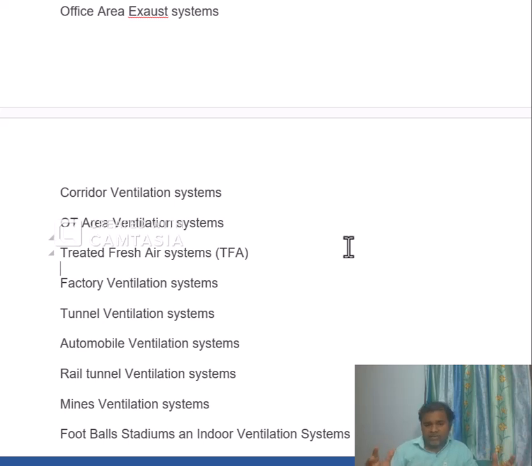Treated fresh air systems. What is a treated fresh air system? In a treated fresh air system, the air is being treated, which means it is cleaned with filters, and that is supplied into the space. That is treated fresh air. Generally, if it is not treated with filters and all, it's normal air only. That is called the TFA system, that is, the treated fresh air system.